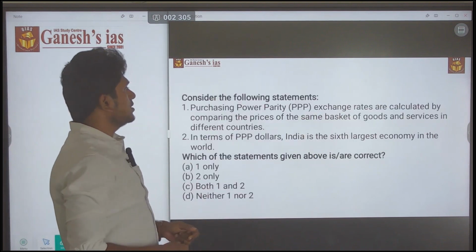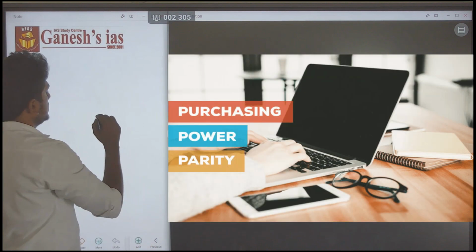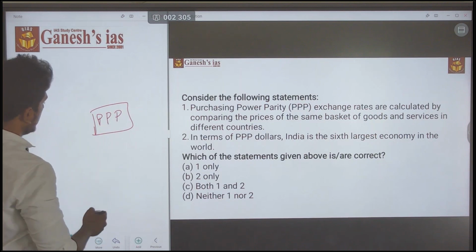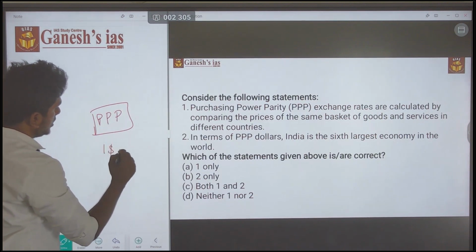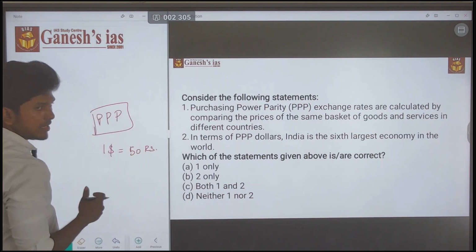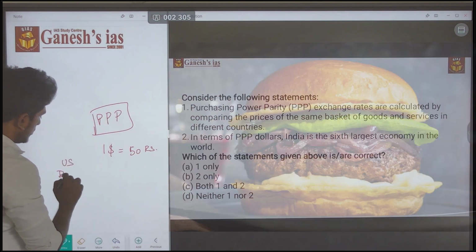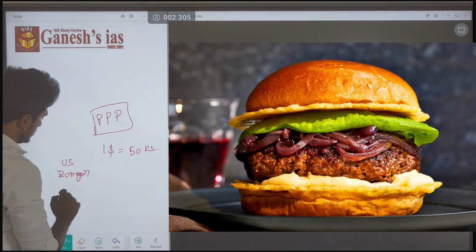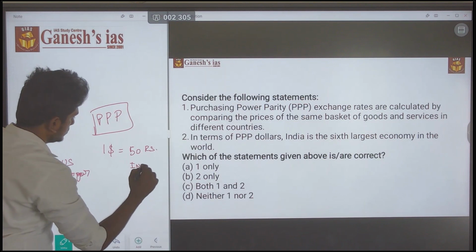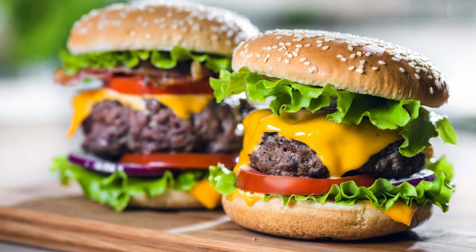Consider the following statements. This question is purely focusing on purchasing power parity. So what is purchasing power parity? Consider that $1 is equal to 50 rupees, a nominal exchange rate. In the US, the price of one burger is $1, whereas in India, the same burger costs around 50 rupees.